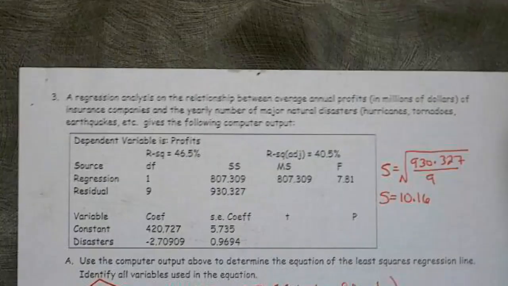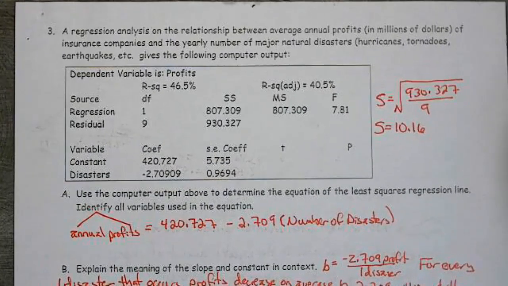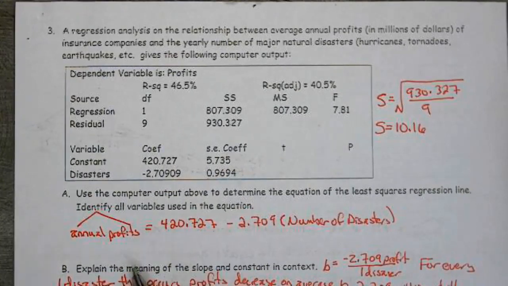All right, moving on to part 3. A regression analysis on the relationship between average annual profits in millions of dollars of insurance companies and the yearly number of major natural disasters gives the following computer output. Use the computer output to determine the equation of the least squares regression line. Identify the variables used in the equation.